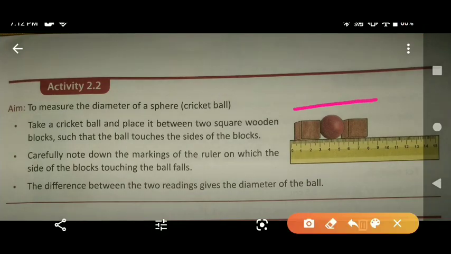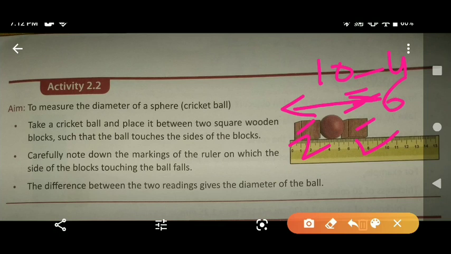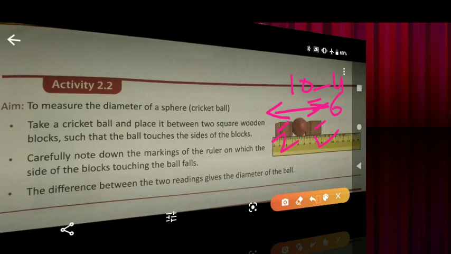First of all note down the total reading, and suppose this is 10, and the length of these square blocks is 2 and 2, which is 4 in total, so you will get 6 centimeter or mm as the length of the ball.